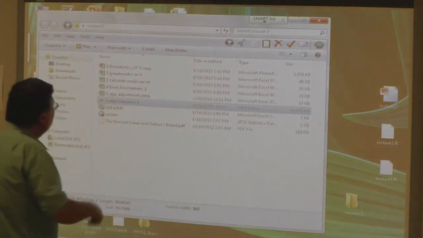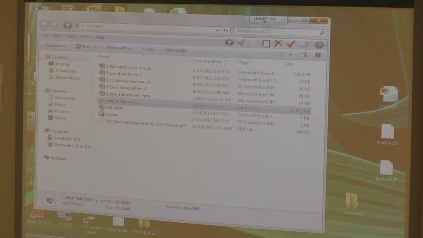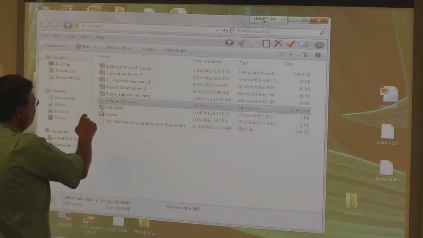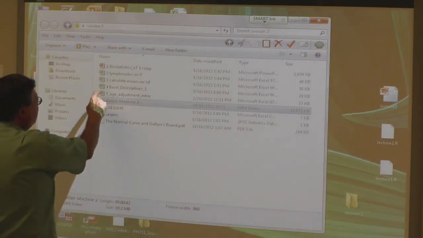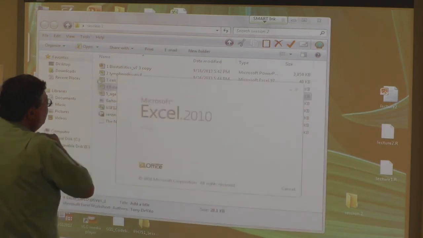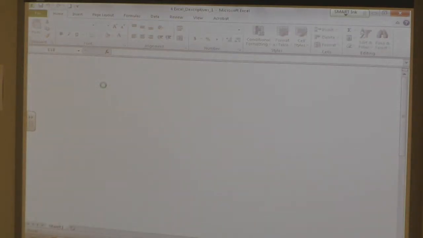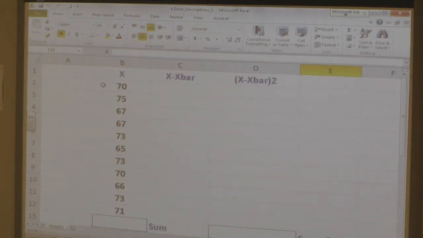Okay, so on Blackboard, there is a file. And let's start with number 4, I think it is. Let's open up number 4. And if you download it onto your computer, you're going to be able to do this at the same time that I do it. Okay?